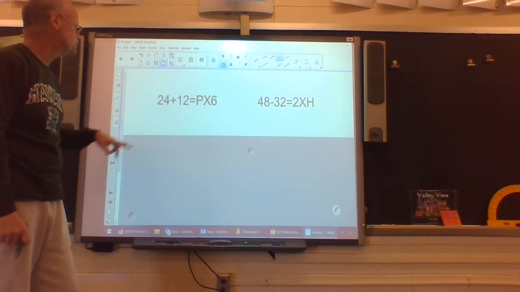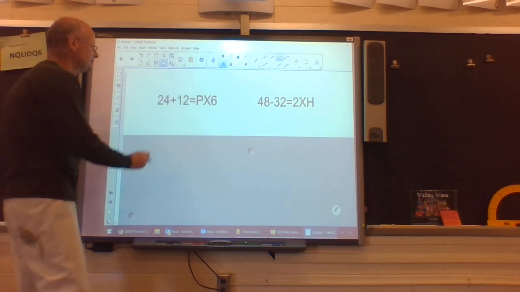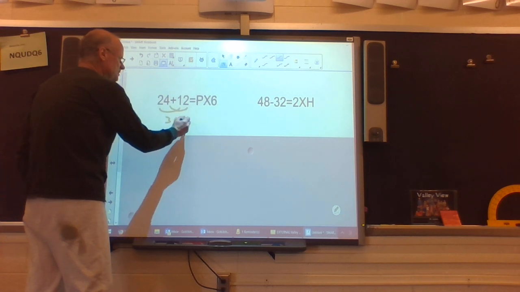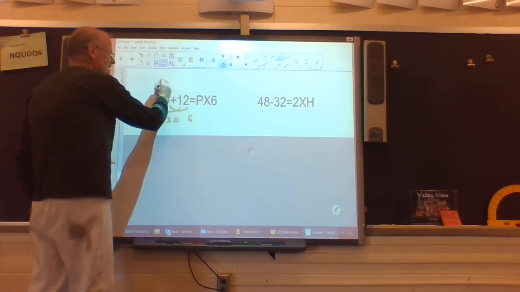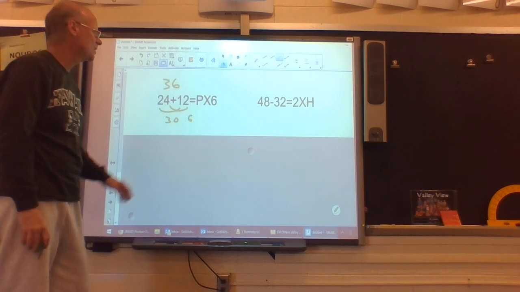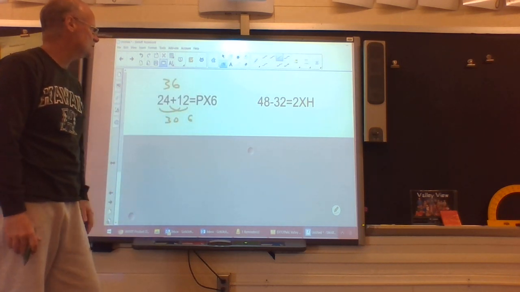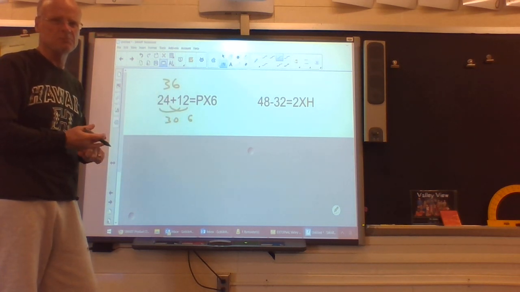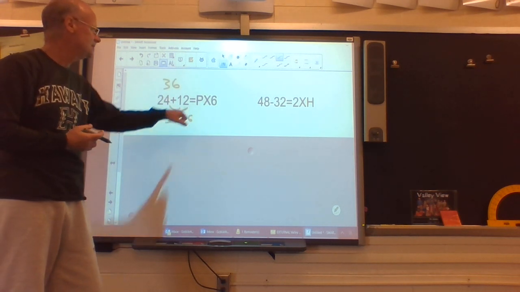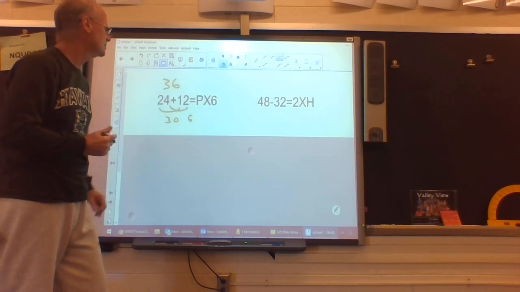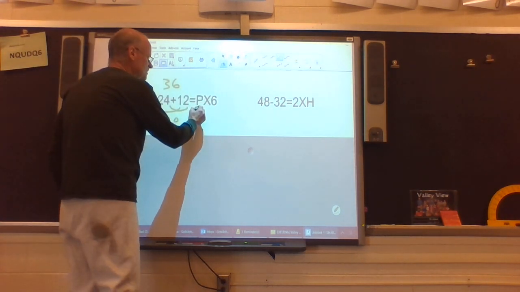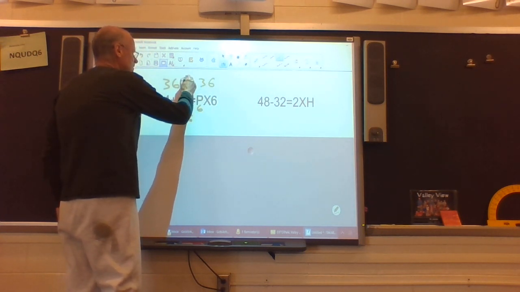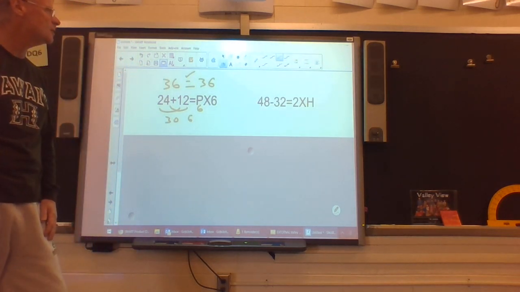So I'm going to add these two. So 24 and 12. 20 and 10 is 30. 4 and 2 is 6. So this side equals 36. So something times 6 equals 36. And I know, remember from the last problems, warm-up problems, 6 times 5 is 30. So I know that 6 times 6 is going to be 36. So P has to be equal to 6. And 6 times 6 is 36. So 36 is equal to 36. I checked it. I got it right.